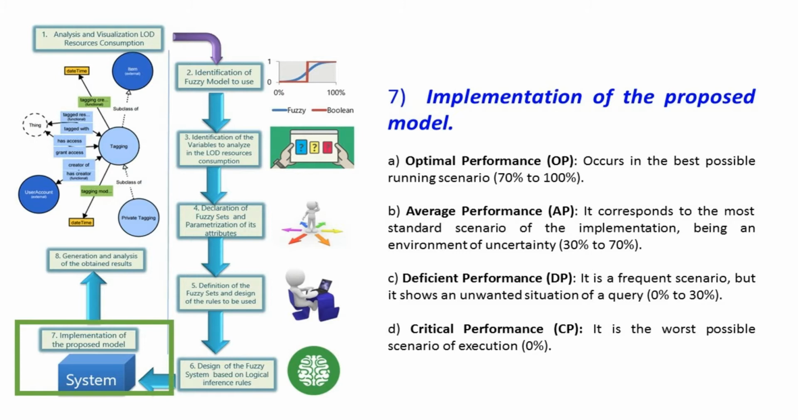Number 3, deficient performance. This performance scenario is similarly known as the average performance, since its results are unattractive when consuming load resources, so the implementation of the fuzzy logic model from this point could consider more representative fields over the results. And number 4, critical performance. It is the worst possible execution scenario.